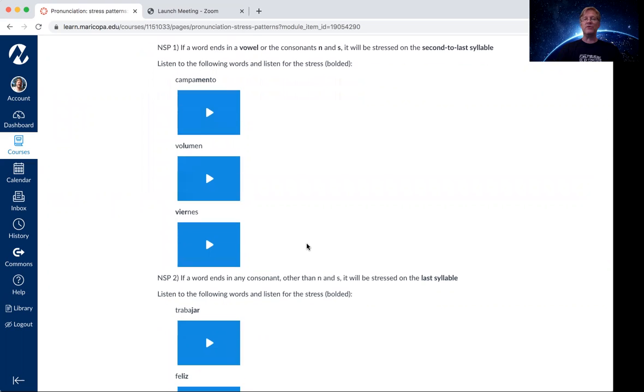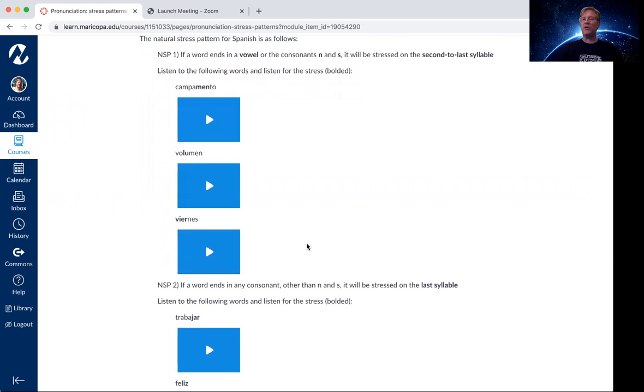So for instance, if you see a word with an accent mark on the last syllable, such as papá, it's because it's breaking one of these two rules. Or if there's a word with an accent mark on the third from last syllable, like miércoles or sábado, again, it's breaking one of these two rules. Let's take a look at sábado, for instance. Sábado ends in a vowel, so it should be stressed on the second to last syllable, sabádo. It's not. It's stressed on the third from last. So it breaks that natural stress pattern. And to alert the reader, we put an accent mark on it, sábado, sábado.